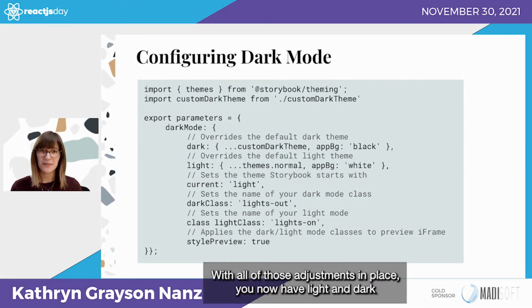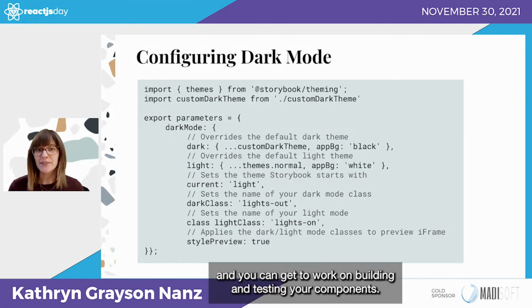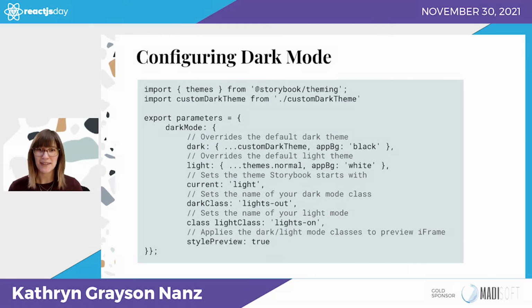With all of those adjustments in place, you now have light and dark themes in Storybook that exactly match your application colors, and you can get to work on building and testing your components knowing that the environment perfectly mimics that of your software.